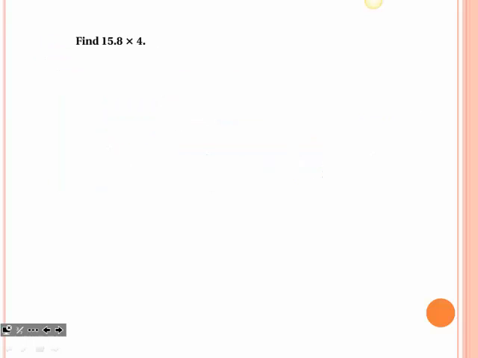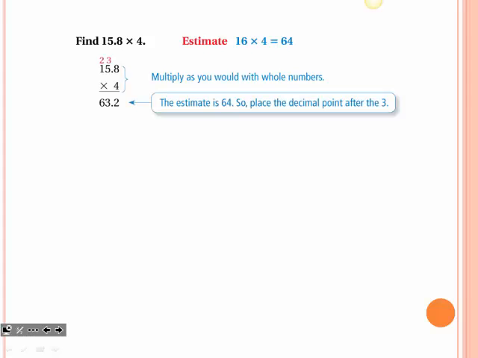So let's try an example. Find 15.8 times 4. We're going to line up the 15.8 and the 4. Now, normally it's best to put the number that has the most digits on the top when you're multiplying. Okay, so you're going to put the number that has the least amount of digits on the bottom. So that's why we're doing 15.8 times 4. You're going to multiply normally and get 63.2.